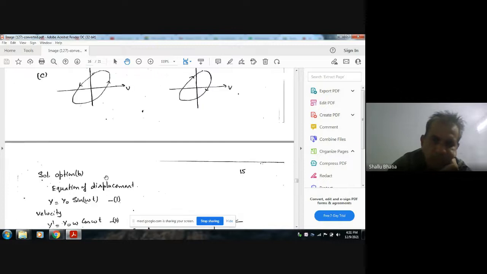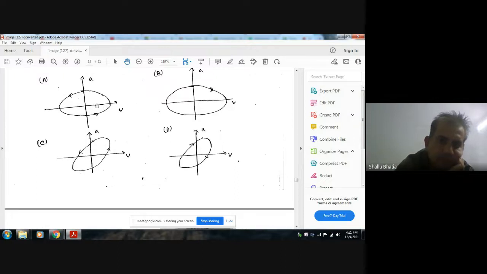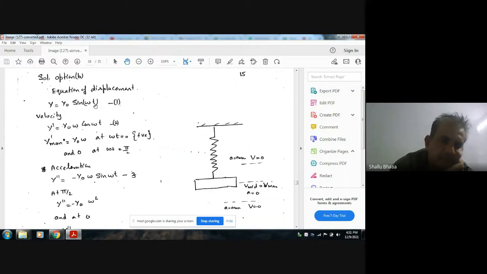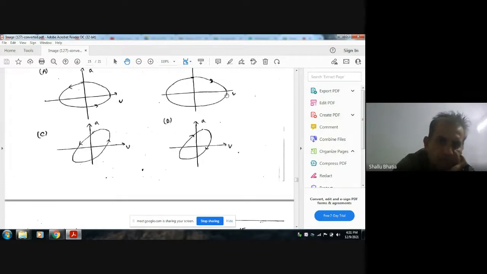If we compare it with the graph, since v is drawn on the x-axis, it will have positive maximum velocity. So in both the cases, when theta is 0, there is positive maximum velocity. Acceleration is given by double differentiation, minus y naught omega square sin omega t. When we put theta equal to 0, it will be 0. So v is maximum and a is 0 here.